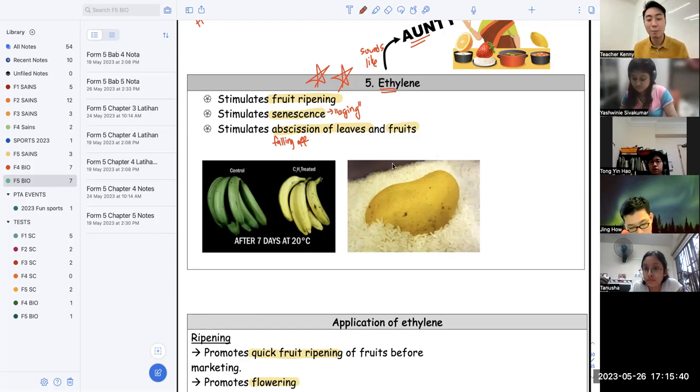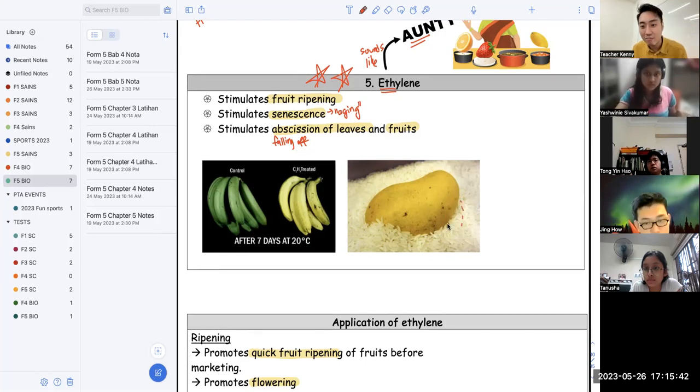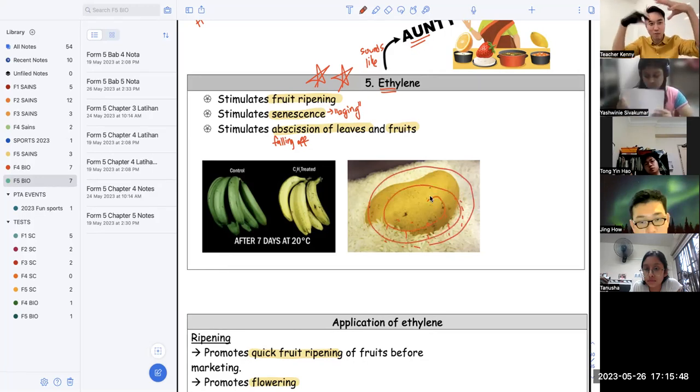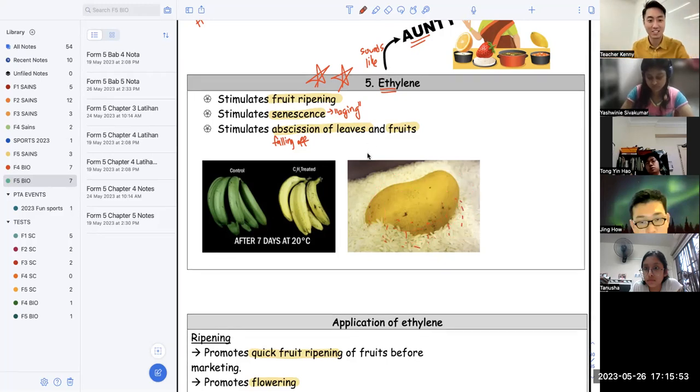Now you notice the purpose is covered, because the ethylene will come out and accumulate around, because the rice will trap the mango. So the rice will trap the ethylene and keep the fruit ripening faster.